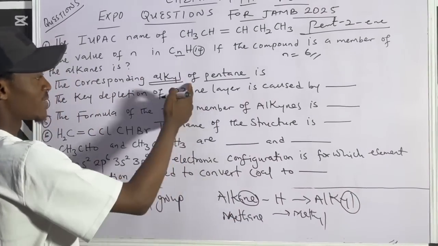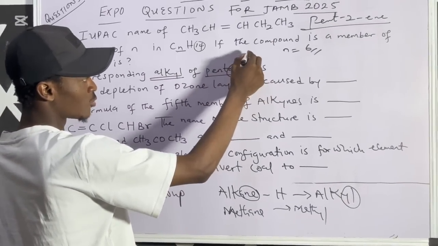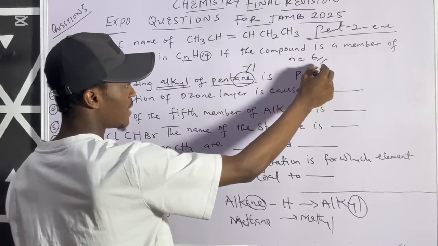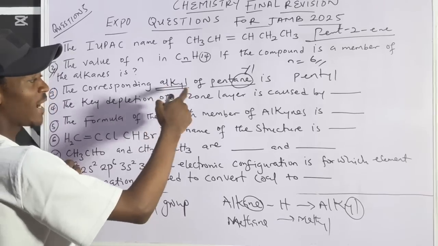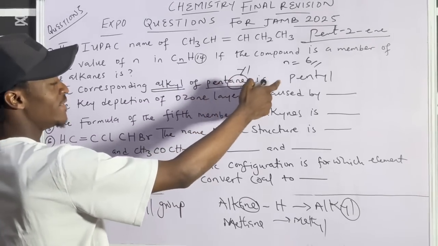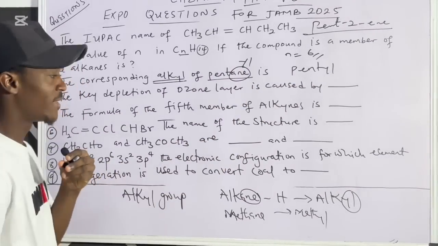Yl. So in this case, the corresponding alkyl of pentane should be what? Remove ane and replace with yl. So the answer should be pentyl. Is that easy? Assuming they had asked that the corresponding alkyl of butane is, then you just remove the ane and replace with yl. It gives butyl. So it's very easy.